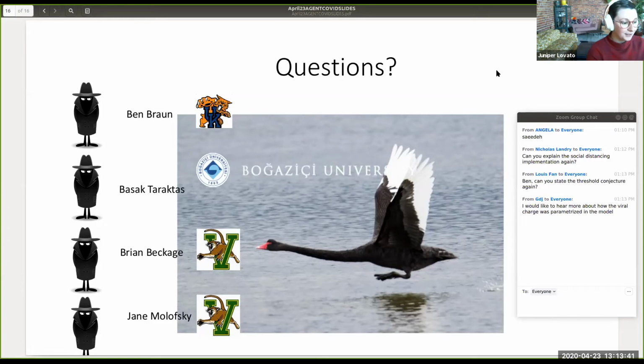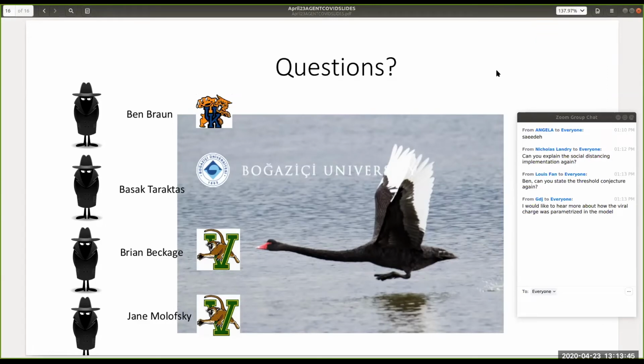Great. Yeah, and then Lewis, the threshold conjecture, we don't have a specific conjecture yet. We just think there is a threshold, and we would like to figure out what it is and what variables it's dependent on.